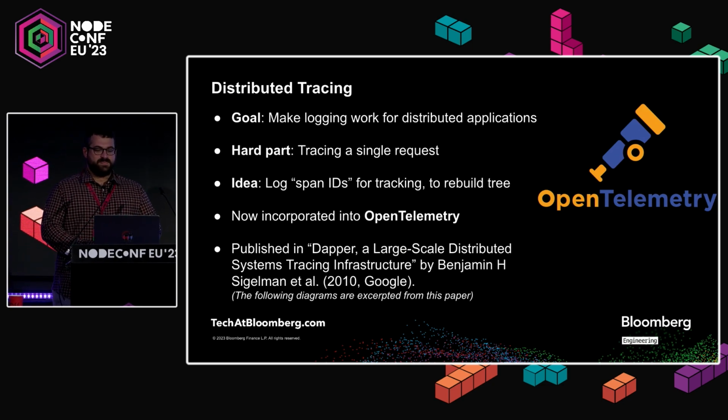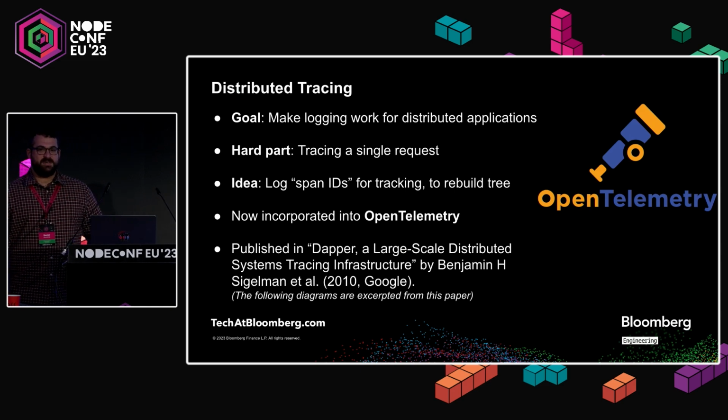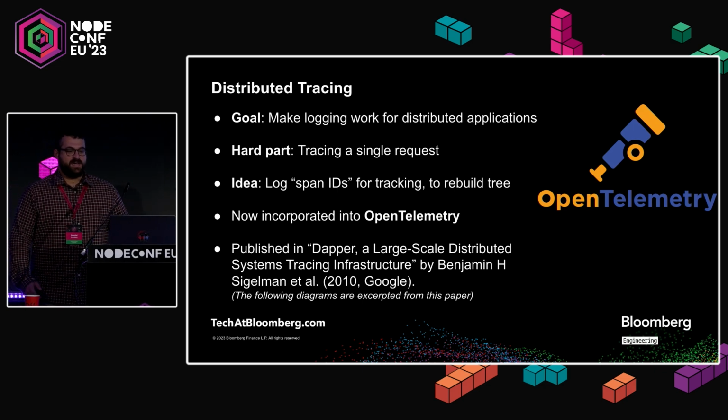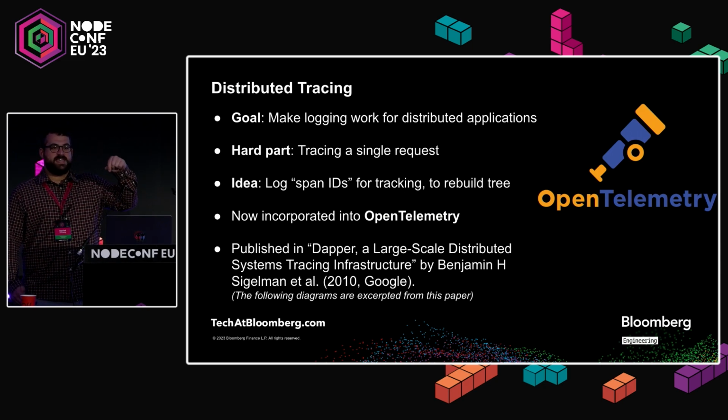There was a paper in 2010 by a number of people at Google called Dapper about their distributed tracing implementation. It relies on this idea called span IDs to rebuild the tree of things that went through the application based on logging just on individual machines.